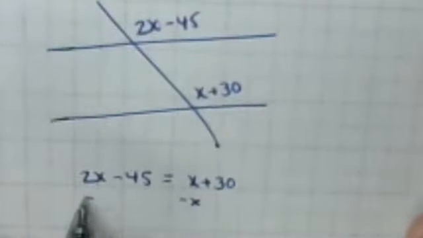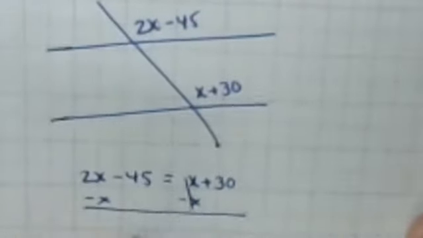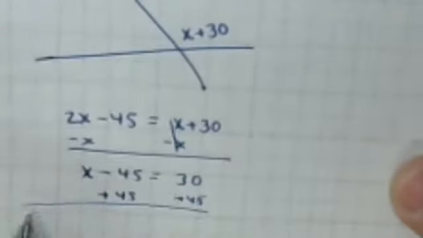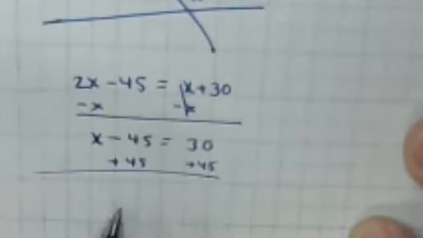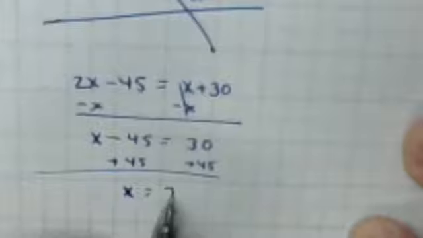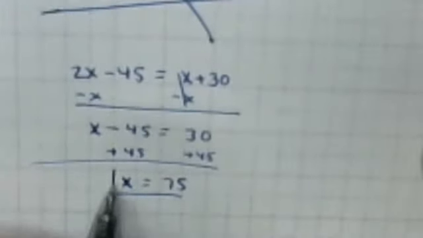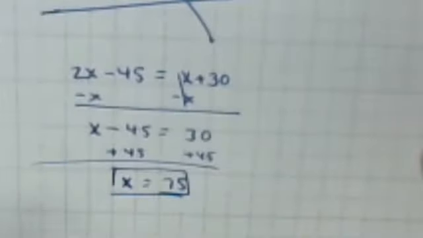Now we get ready to solve for x. Subtract x from each side. That gives us x minus 45 equals 30. And then we add 45 to both sides. And that will give us x equals 75. And so that's the value of x.